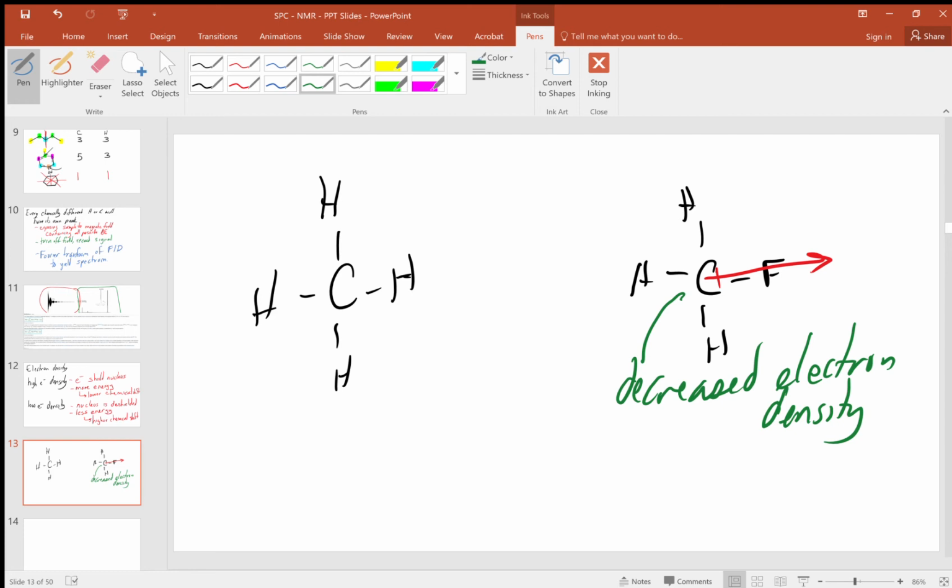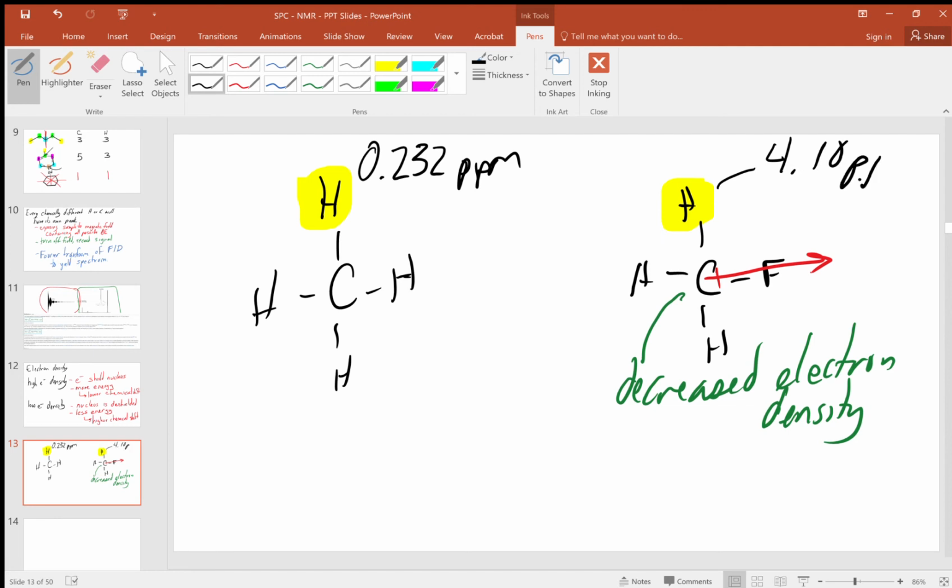And if we look those up, it's actually a very significant effect. Again, we haven't defined any of these terms we're using yet. Don't worry about them. We will define all of these shortly. But one of the hydrogens in methane, if we're looking at a proton NMR spectrum, has a chemical shift of 0.232 ppm. What about fluoromethane? Ends up being much higher, about 4.10 ppm.